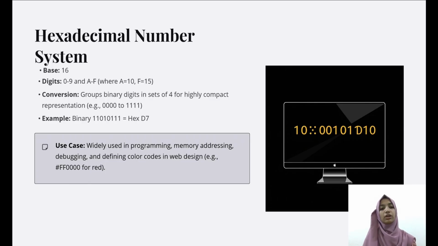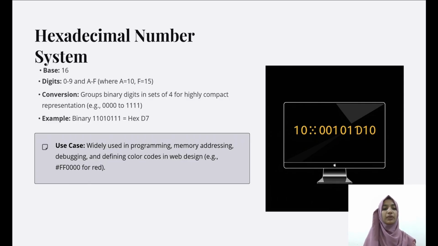Now, conversion. One of the most important features of the hexadecimal system is easy conversion from binary. Binary numbers are long and difficult to read, so hexadecimal helps make them compact. To convert binary to hexadecimal, we simply group the binary digits into sets of 4 bits. Each 4-bit group corresponds to one hex digit. This makes the process faster and reduces mistakes when reading binary values.